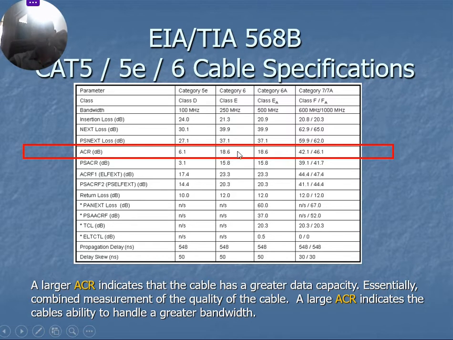So the larger this attenuation to crosstalk ratio, the more capability the cable has to handle data at a faster rate. Okay, so you can see in Category 7 and 7A, the value has jumped to 42.1 up to 46.1. So this is a huge value. The bigger this value, the better the cable for the greater bandwidth that is used.